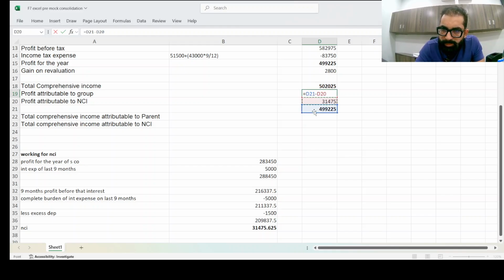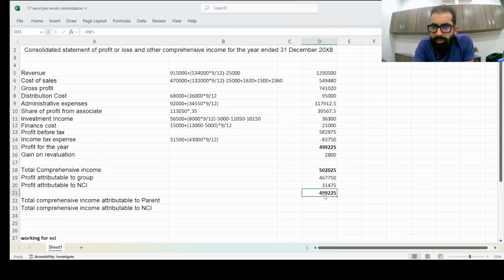46750. So first of all, I have made three lines for profit. This is the total profit. This is NCI, and this is profit attributable to P company.